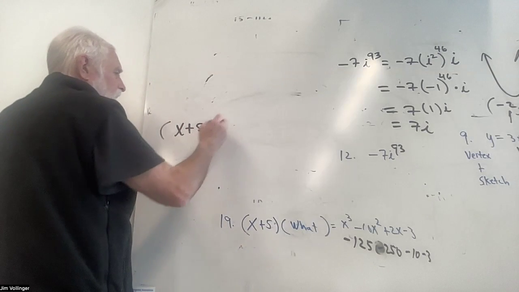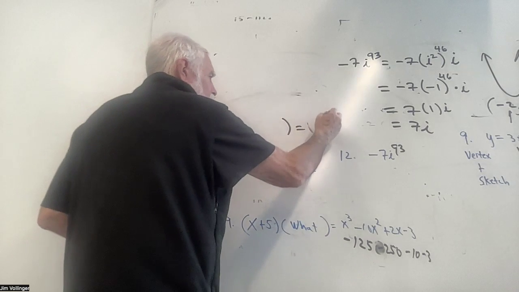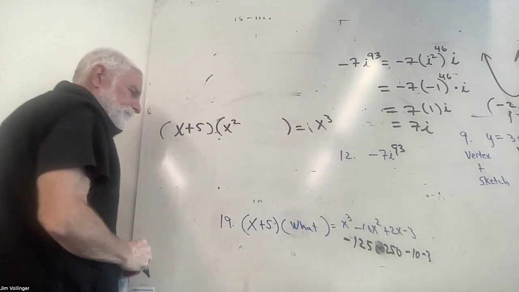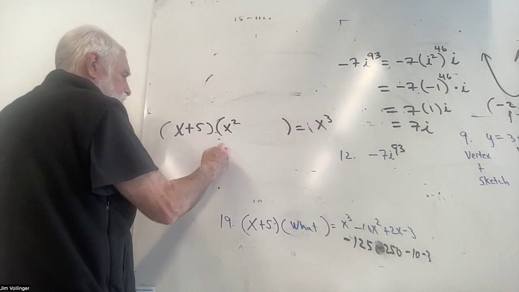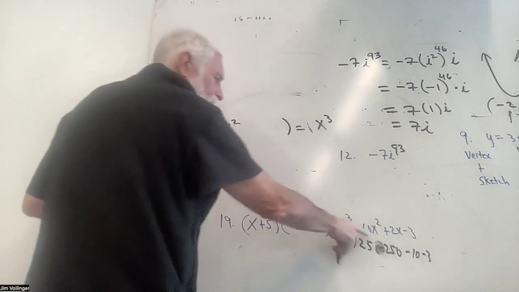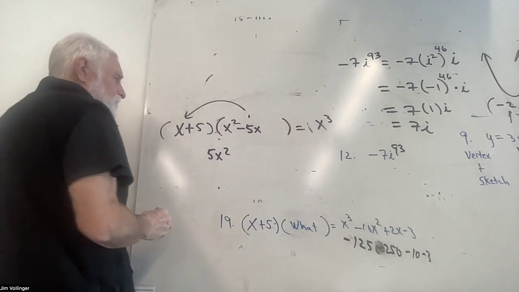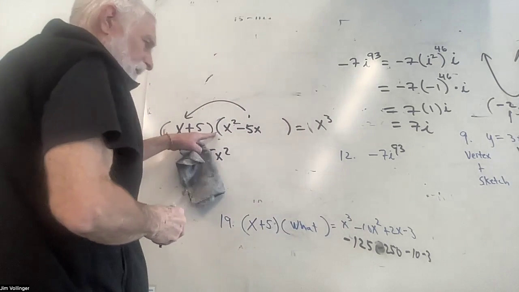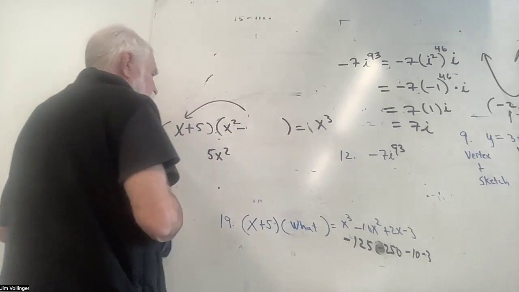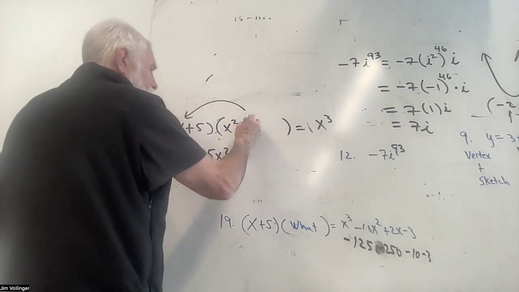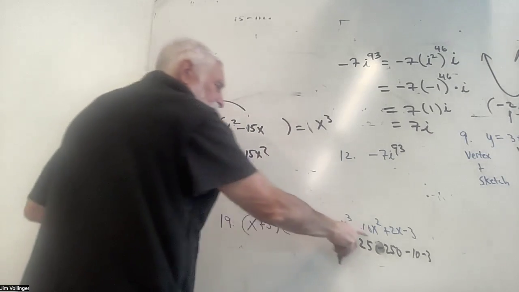x plus 5 times what gets us x cubed? Well, I think I need x squared. Now I got 5x squared coming out of this multiplication. I want minus 10x squared. I guess I better go down another 5x squared. Wait a minute, I got positive 5x squared. I want minus 10x squared. I want to go down 15, excuse me. So I got to go down 15. Now I've got minus 15x squared. And that gets me minus 10x squared.